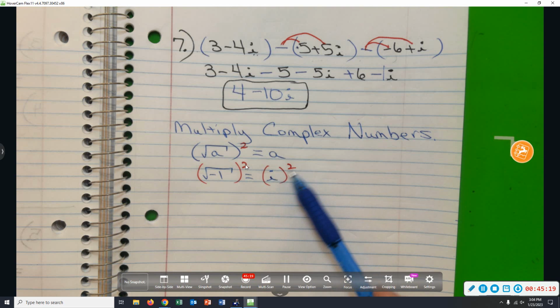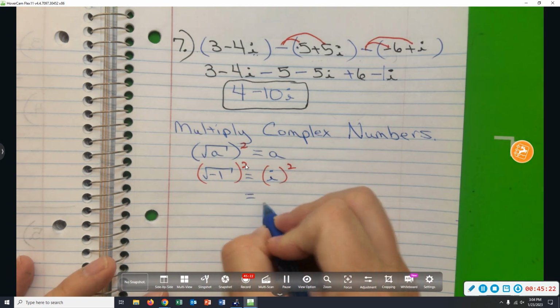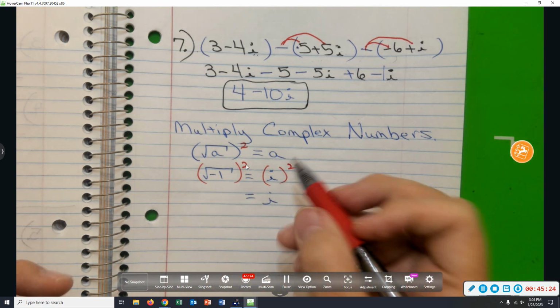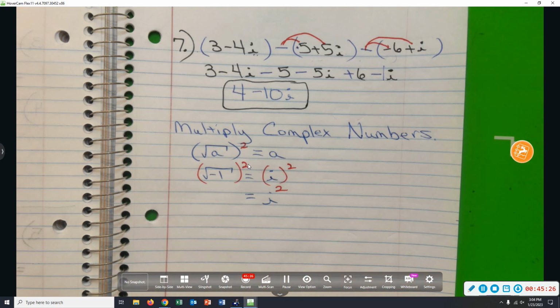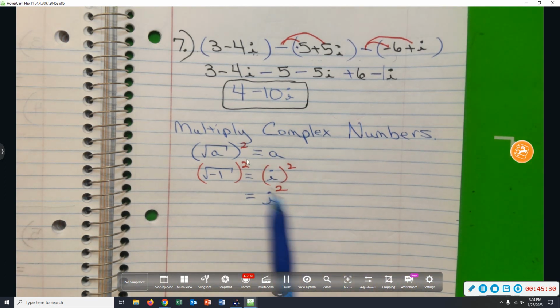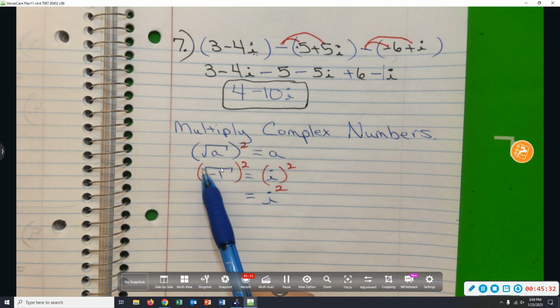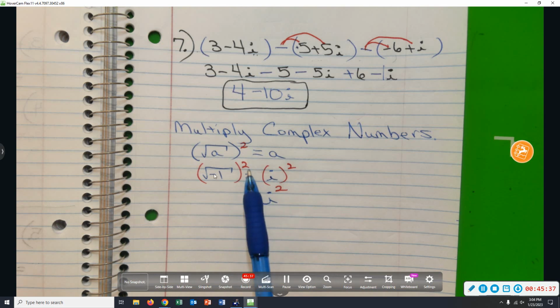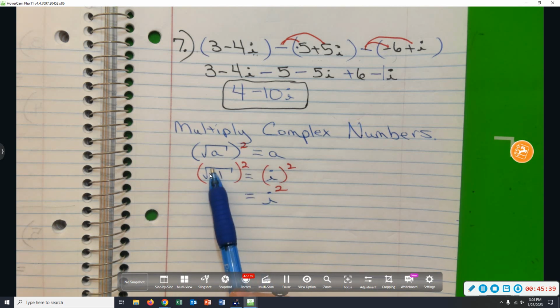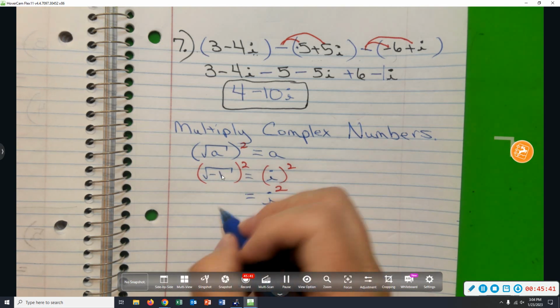On the right side we have i squared. So there's i squared. What's the left side going to reduce to? What's going to happen when we square that square root there? The square and the square root are disappearing, so we're just left with the -1.